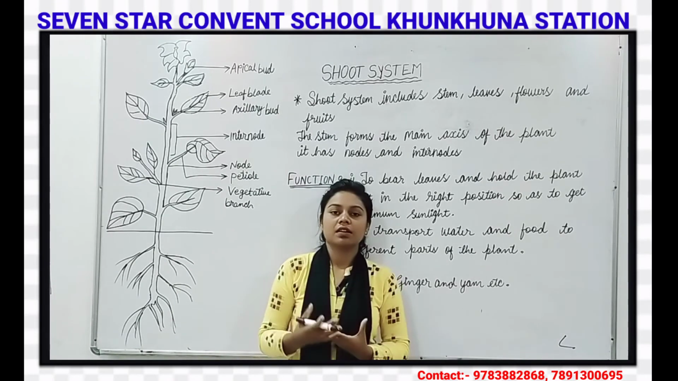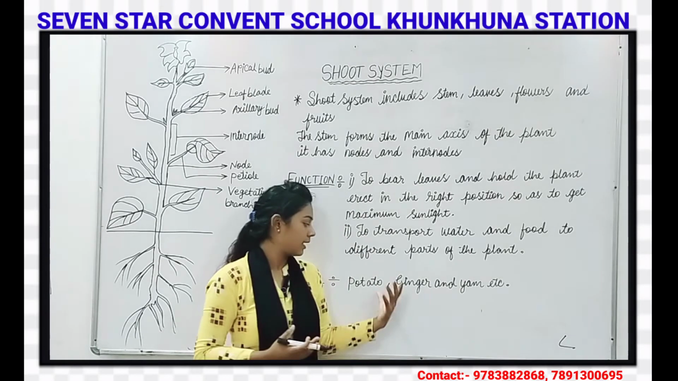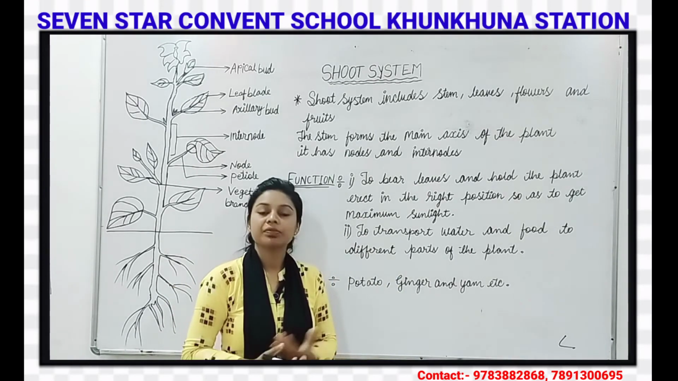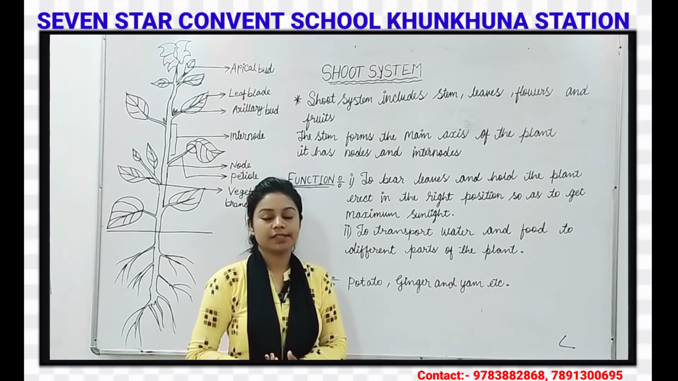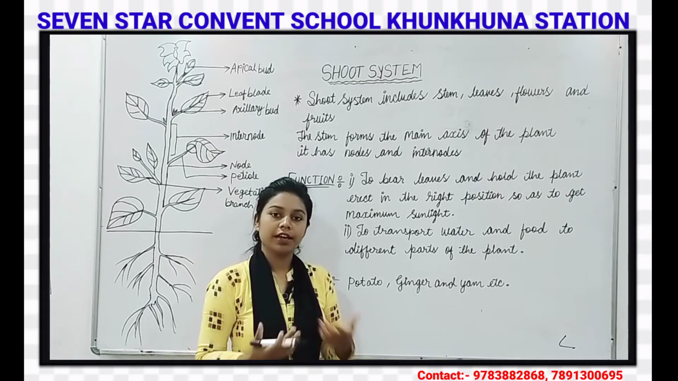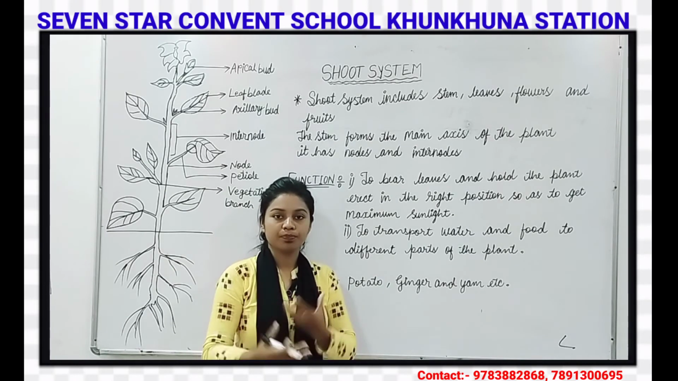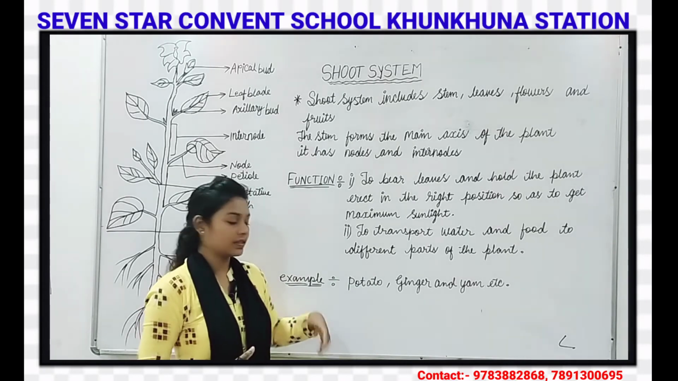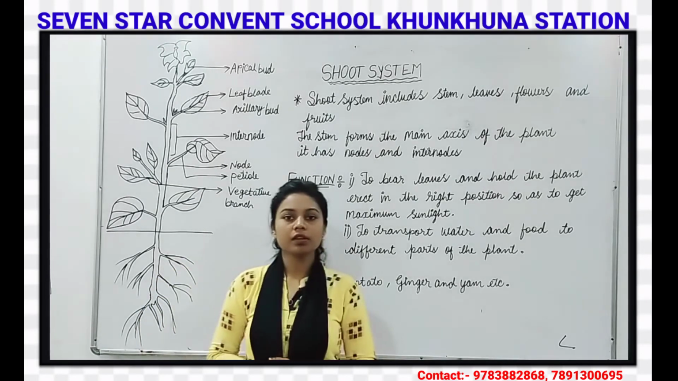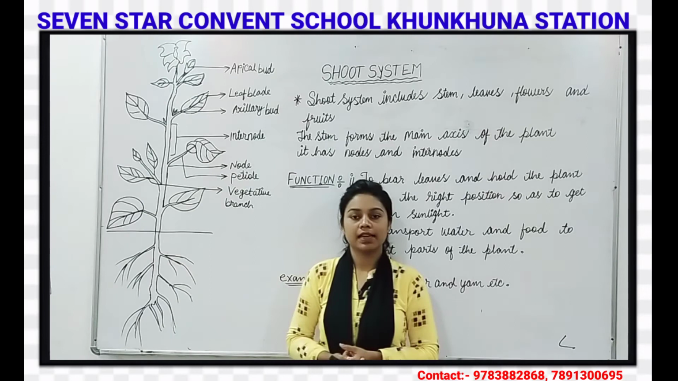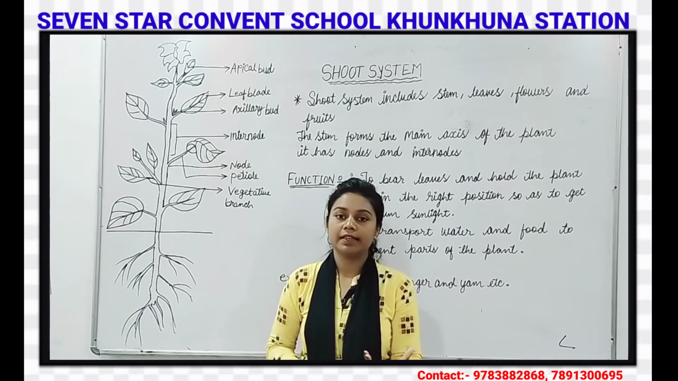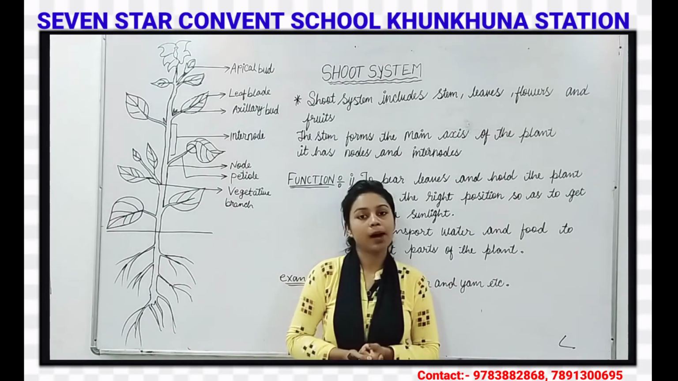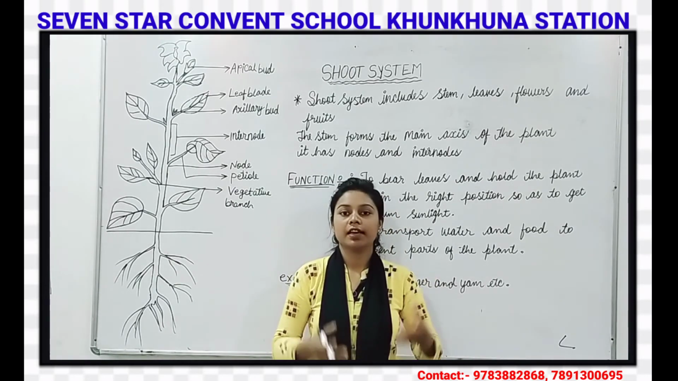The examples which I have shown you, the potato and ginger, do not look like stems, but they are considered to be stems because they have nodes and internodes in which they store the food. So they are included in the shoot system as stems. Again, in some plants like the rose and the bougainvillea, some branches of the stem are modified to become hard pointed structures. They are called the thorns.